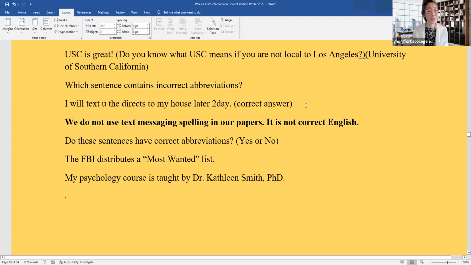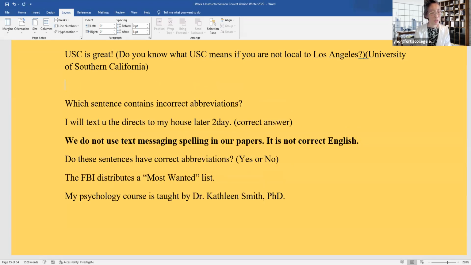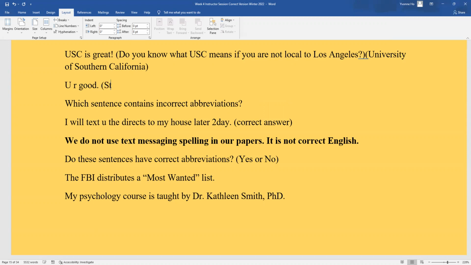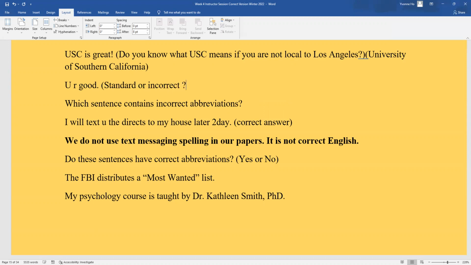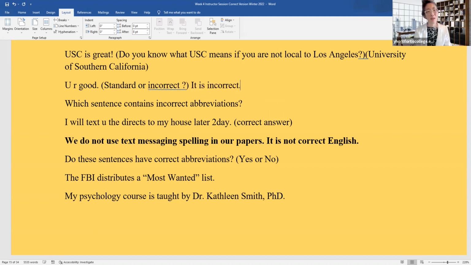Okay, this is an actual quiz question. Which sentence contains incorrect abbreviations? If you use texting, a lot of you write something like, "u r good." Is that a standard abbreviation, or is that incorrect? It's incorrect. Yes, it is an incorrect abbreviation. I should write that down for the people who are just reading the straight lecture.